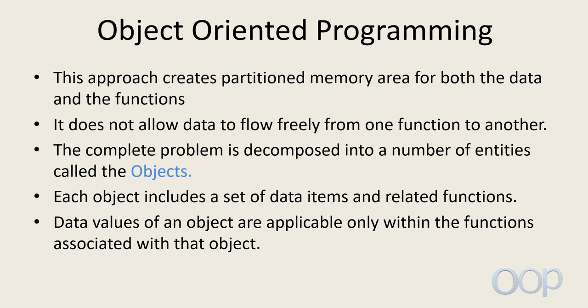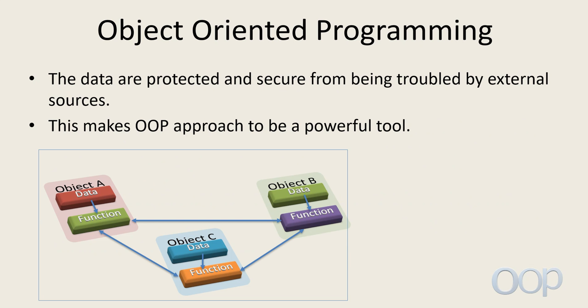Data values of an object are applicable only within the functions associated with the object. So if you are using data values for an object, they are only applicable within that function. They cannot be used by another object or a set of other functions. This is what the object oriented programming approach is.